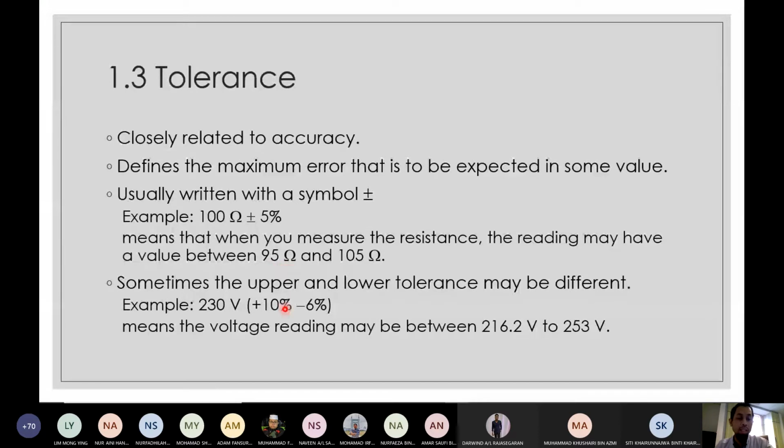Sometimes the tolerance has a different upper value and lower value. For example, a single phase supply for electricity. The standard is given as 230 volts, but it is plus 10% minus 6%. So when you measure the voltage of your single phase power supply, it should be between 216 and 253.